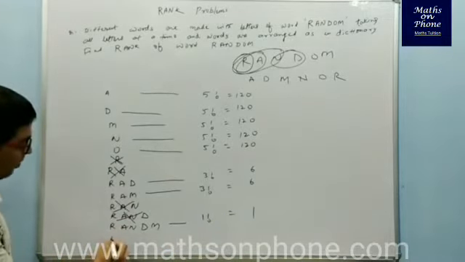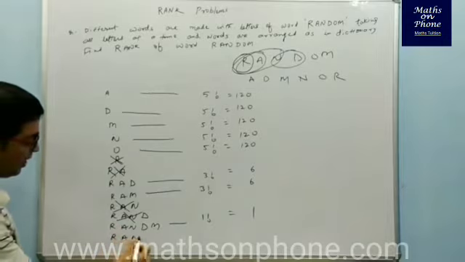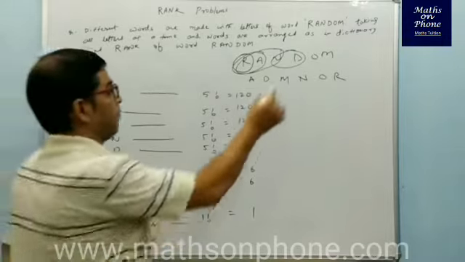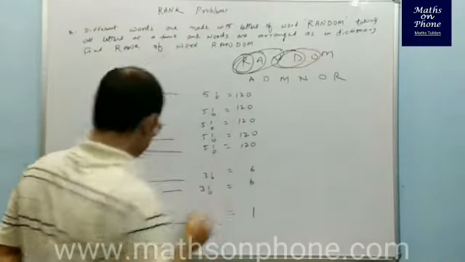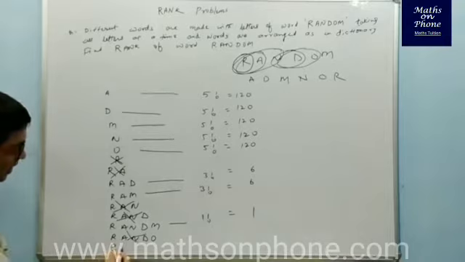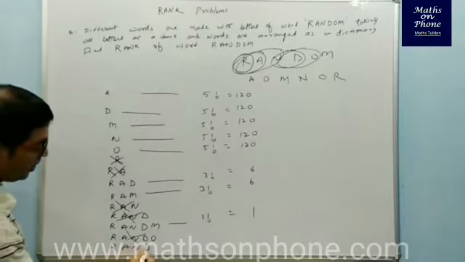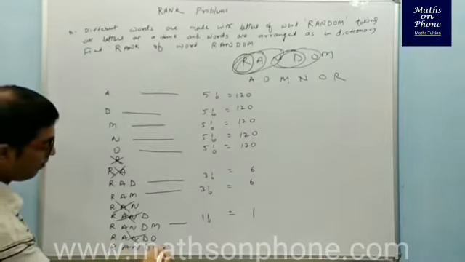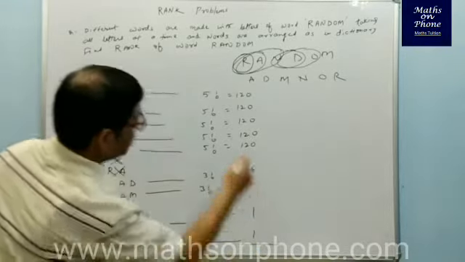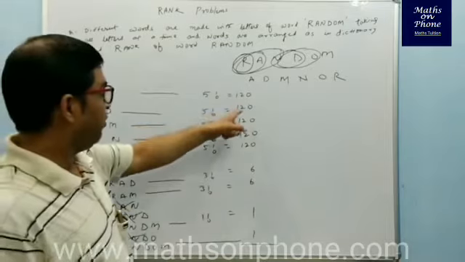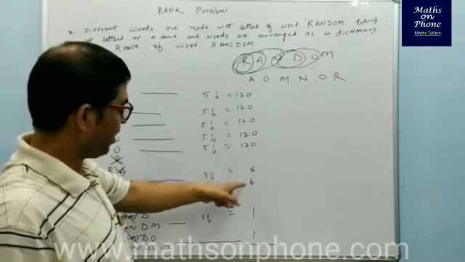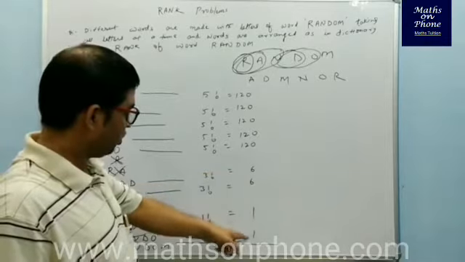So next I will pick up RAN D O, which is actual. So it will cancel, and the last letter is RAN D O M. This is the actual letter. Now see, sum up 120, 120, 120, 5 times, that is 600, 612, 13, 14.